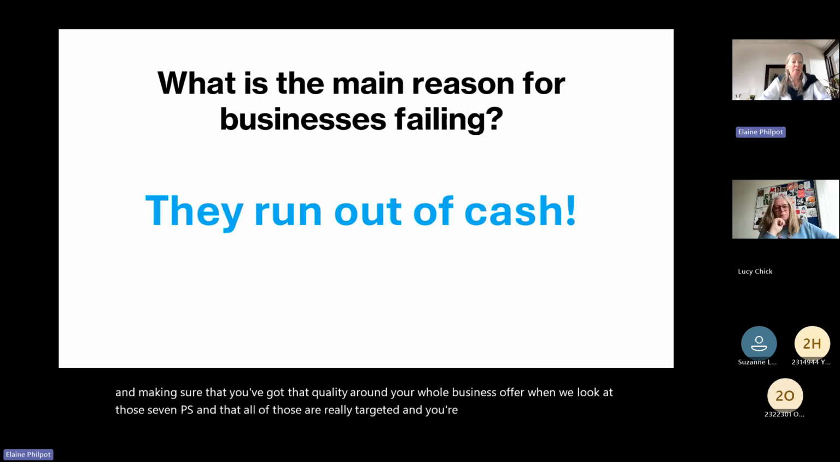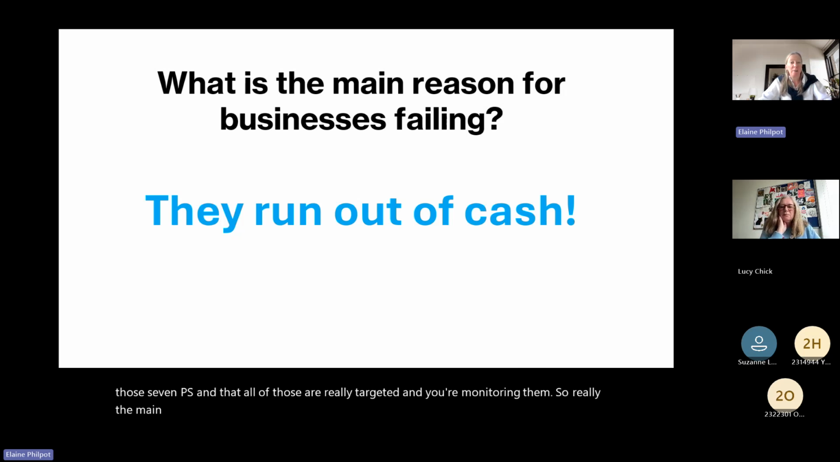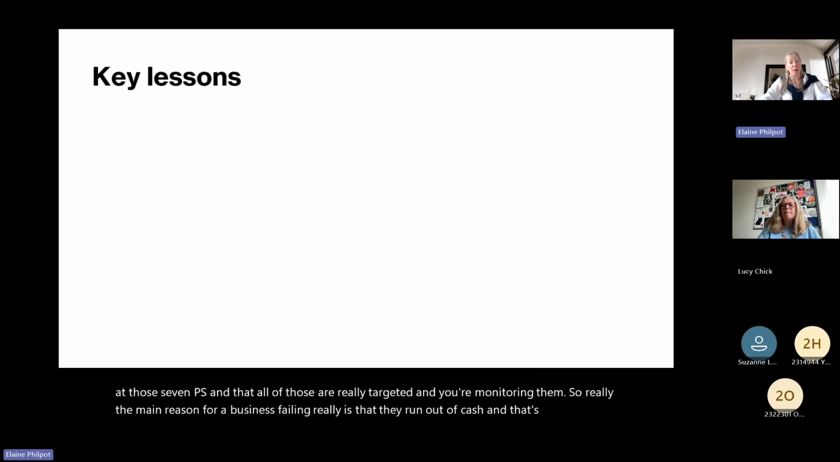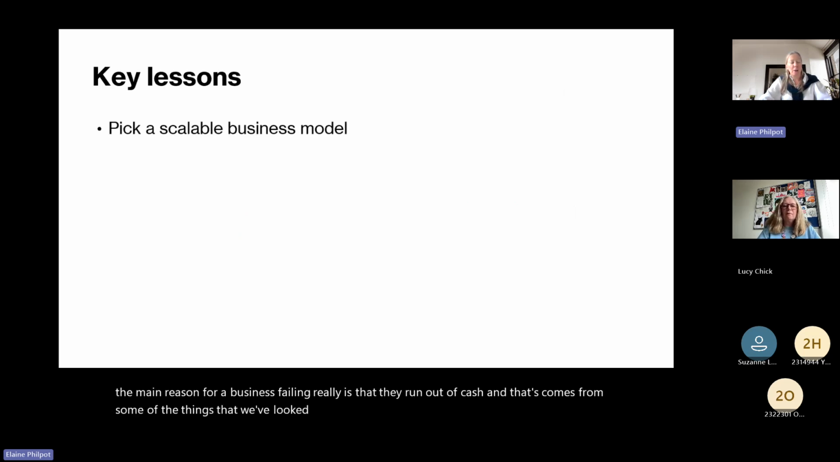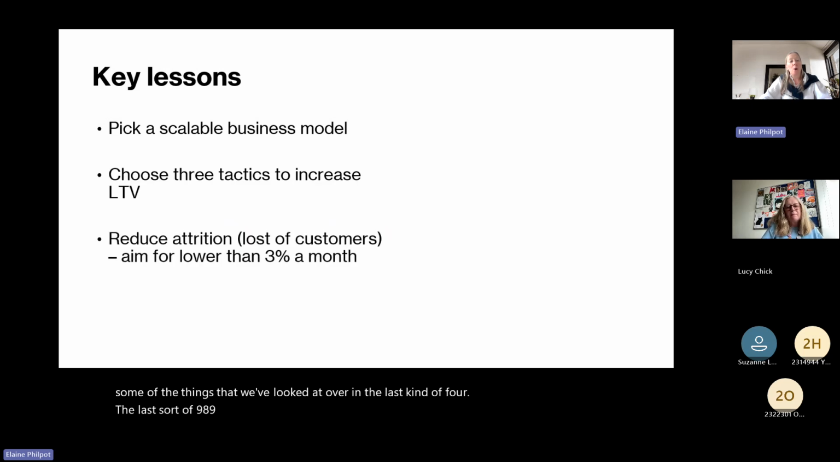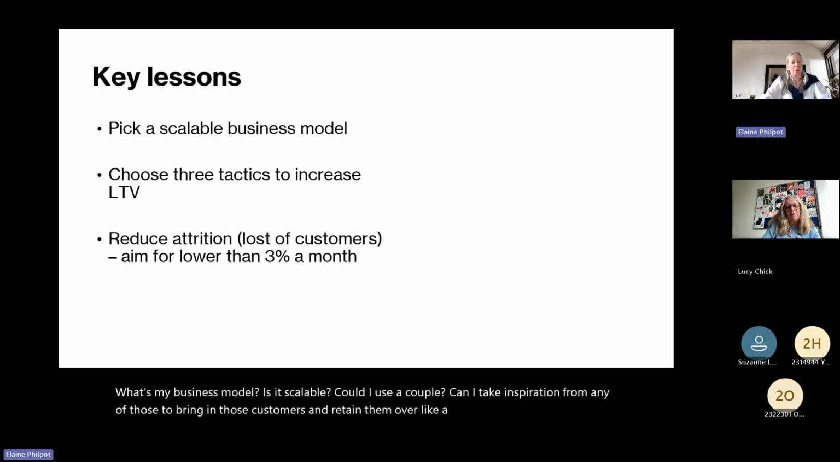So really, the main reason for business failing is that they run out of cash. And that comes from some of the things that we've looked at over the last sort of 9 sessions. So you want to think about, what's my business model? Is it scalable? Can I take inspiration from any of those to bring in customers and retain them over the long term, so I have a long-term value?